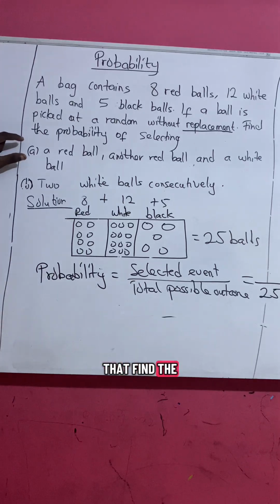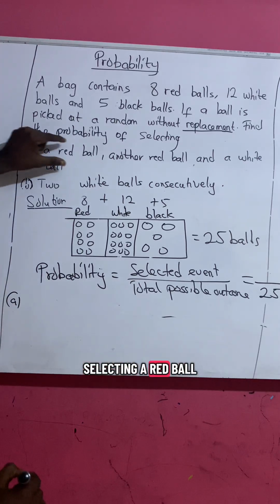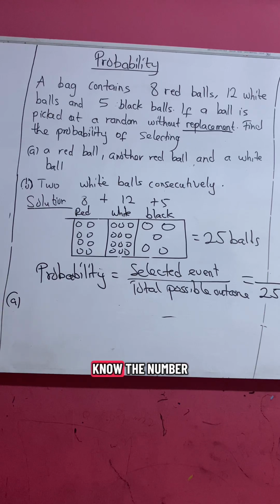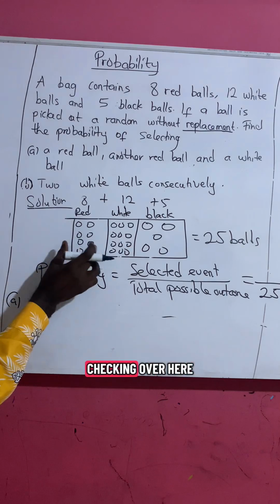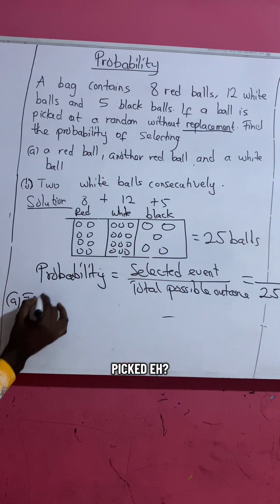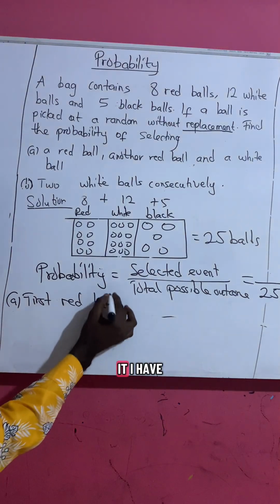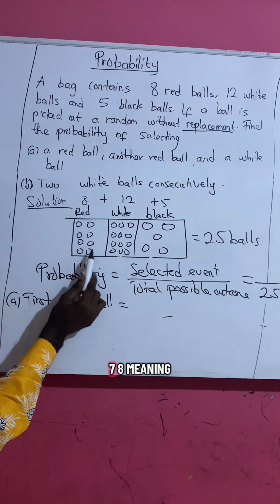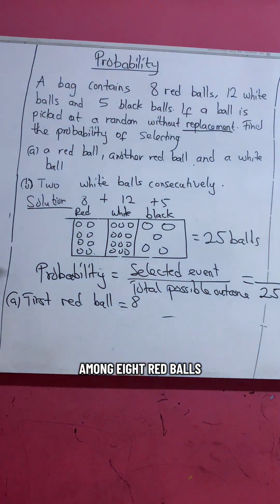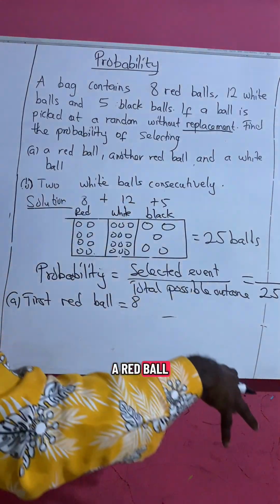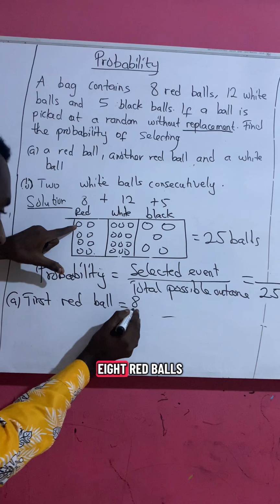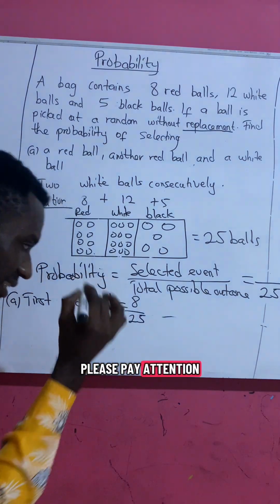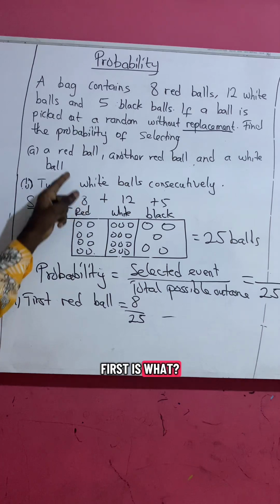Now, it says to find the probability of selecting a red ball, another red ball, and a white ball. I'm going to select the red ball first, so I need to know the number of red balls available. Checking over here: 1, 2, 3, 4, 5, 6, 7, 8. I'm going to pick among 8 red balls. So if I'm going to select a red ball, I select one among the 8 red balls, all over the total, which is 25. Please pay attention. This is the first selection: a red ball.